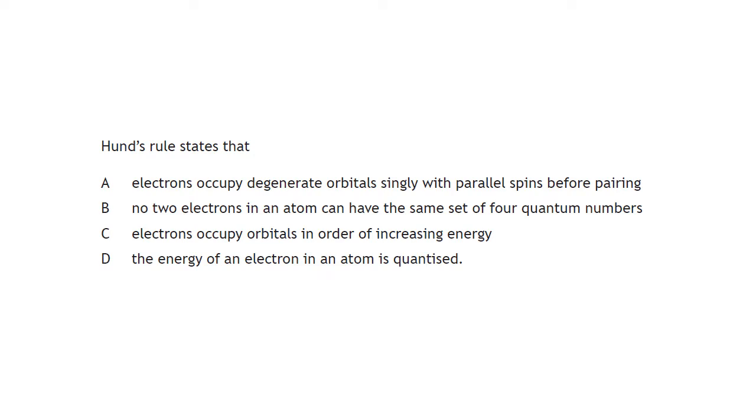Right, our next question is about Hund's rule. You're going to need to know Hund's rule, the Aufbau principle, and the Pauli exclusion principle. Hund's rule is the one about degenerate orbitals. So Hund's rule is that first one: electrons occupy degenerate orbitals singly before pairing up. So the answer to this one is A.